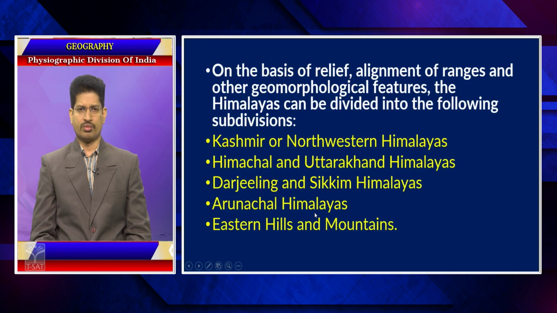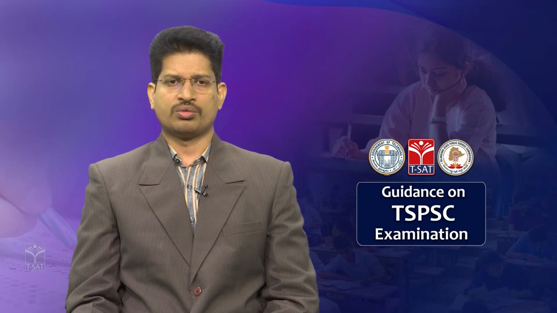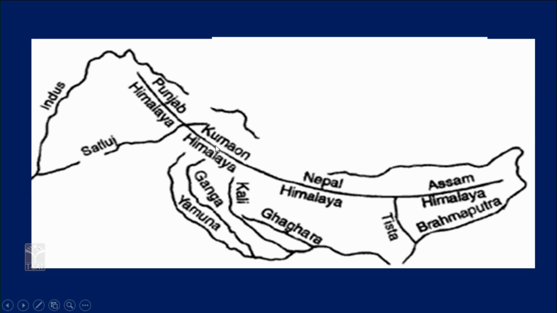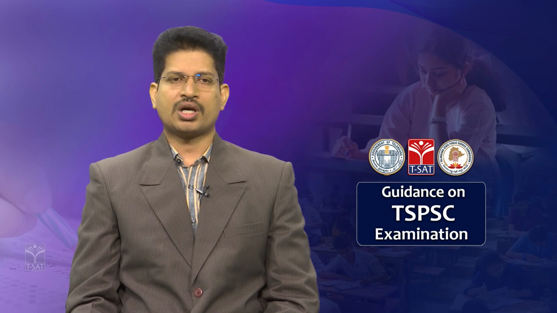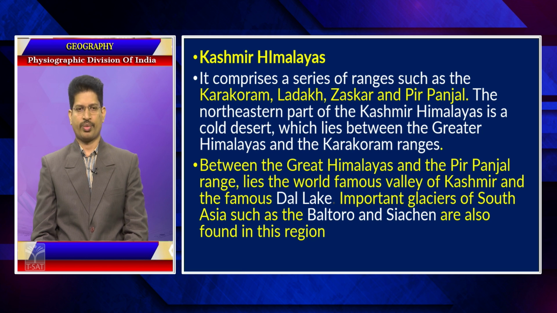Kumaon Himalayas, there might be a question where you may get confused about what Kumaon Himalayas means. So after the Kashmir Himalayas, you have these Kumaon Himalayas. In the Kashmir Himalayas, you have ranges like Karakoram, Ladakh, Zaskar and Pir Panjal. Between the Great Himalayas and the Pir Panjal ranges lies the world famous valley of Kashmir, and the famous Dal Lake is present in this region. So Dal Lake can be asked as a question, where it is located.